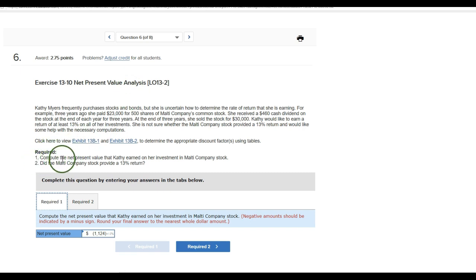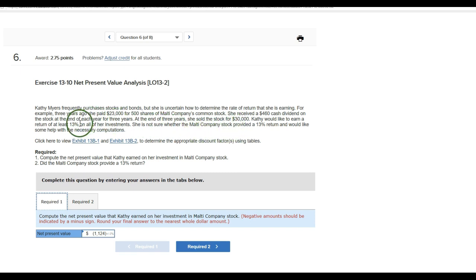Number 1, compute the net present value that Kathy earned on her investment in multi-company stock. Let's see what the information is. So Kathy purchased some stock. If you read it, she purchased it 3 years ago and paid $23,000 for 500 shares. Each year, for 3 years, she received a $460 cash dividend on the stock, at the end of each year for 3 years. At the end of the 3-year period, she sold the stock and received $30,000 cash.